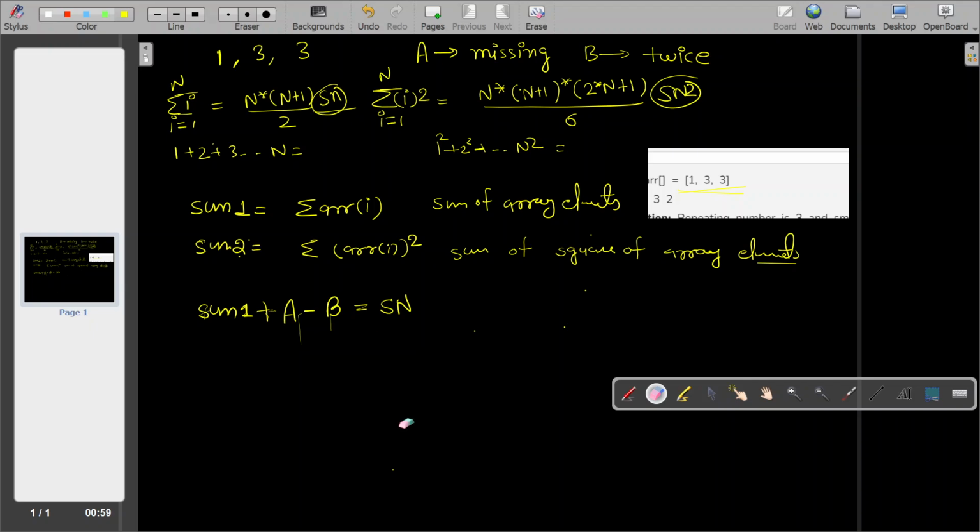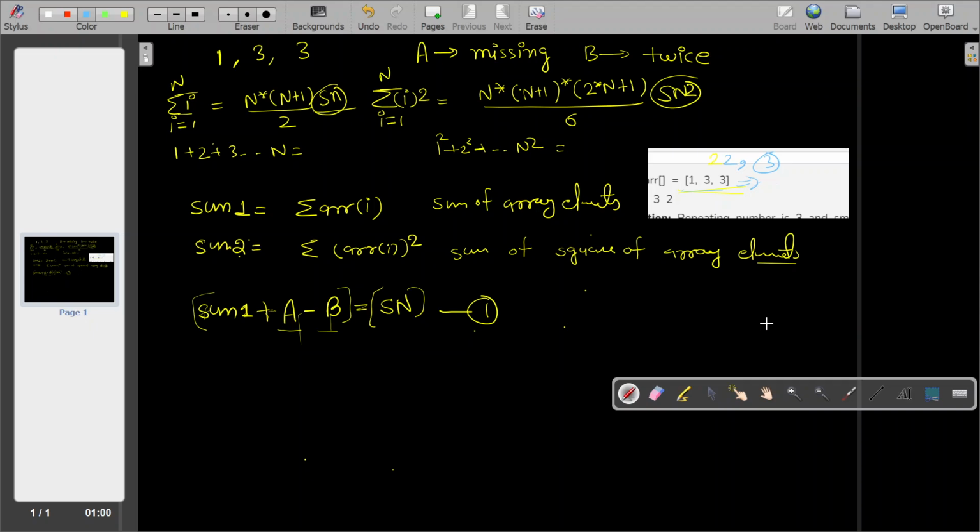This is the first equation we can write. We write it because some number A is missing and B is occurring twice. So if we add A to this array, since A is missing, and remove B, since B is appearing twice, the sum will be equal to the summation of 1 to n. You can check here: in this example, 2 is missing and 3 is appearing twice. So the sum is now 7.